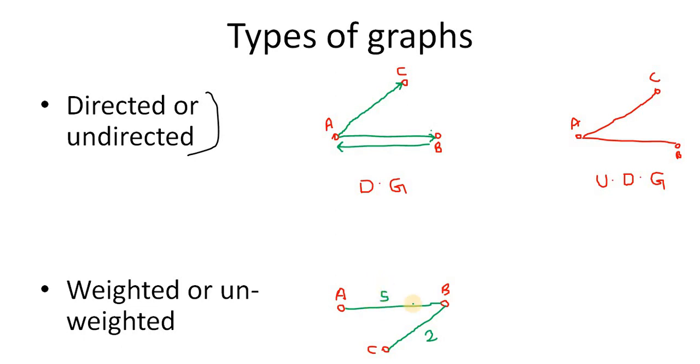It can be anything: 5 meters, or 5 liters of diesel. And going from B to C, the weight is 2. That 2 can be anything: a distance, a time, energy, fuel. So these are the weights on the edges. If the edges have weights on them, it means the graph is weighted. But if the edges don't have any weight, it means the graph is unweighted. For unweighted graphs, I give this example again here. This is again an example of an unweighted and undirected graph.